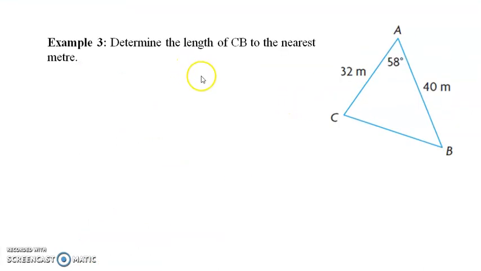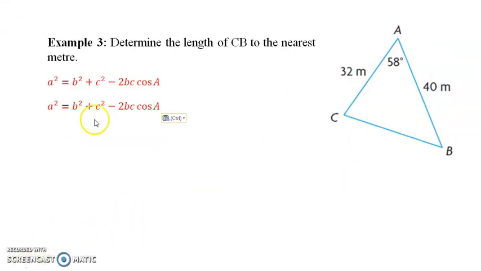This will be our last example for the video. It was determine the length of CB. So the length of CB is the same as lower A. Okay, so I'm going to grab that formula for lower A right now. What's great about this one is it's already labeled ABC, and we're looking for A because it's side, angle, side, so we can find the side opposite of the angle between two sides. So we can just start plugging stuff in.